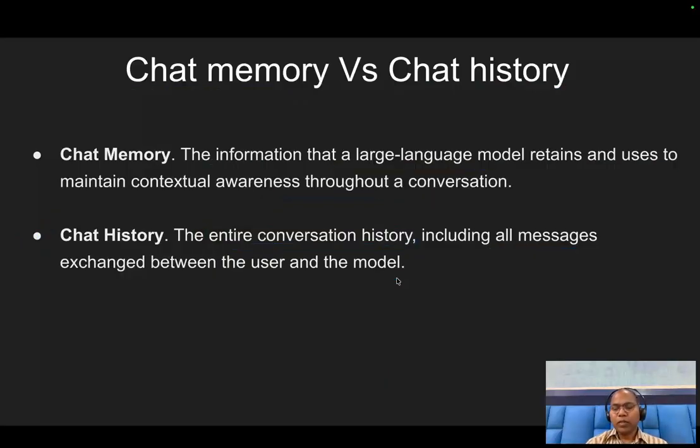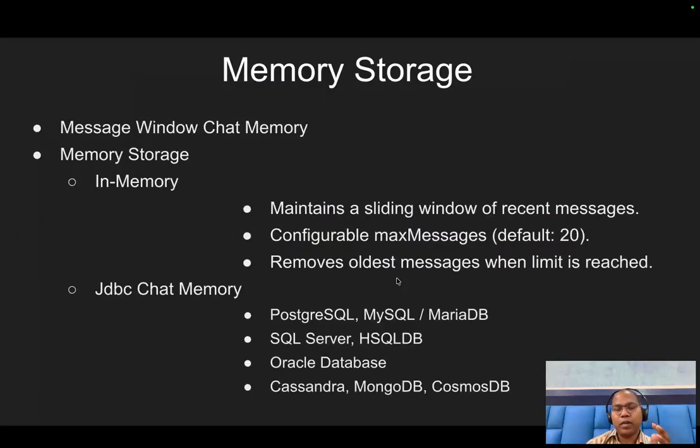Okay, so let's talk about how they are stored. Because whenever you talk about Spring AI maintaining the chat memory, that means it requires some kind of storage where it is going to store them. By default, Spring allows two kinds of storage. One is in-memory, and the other is database chat memory.